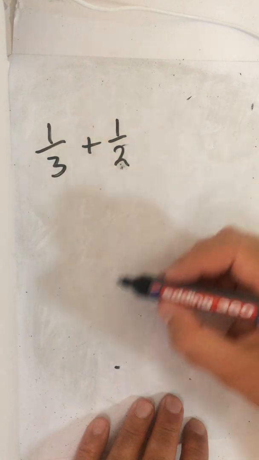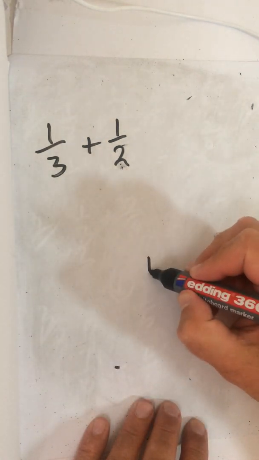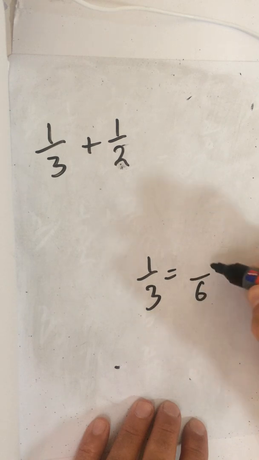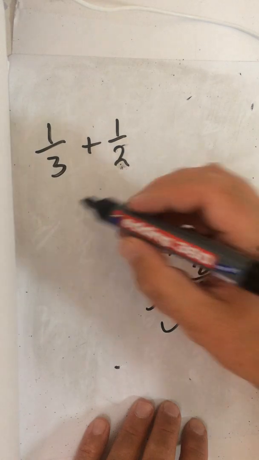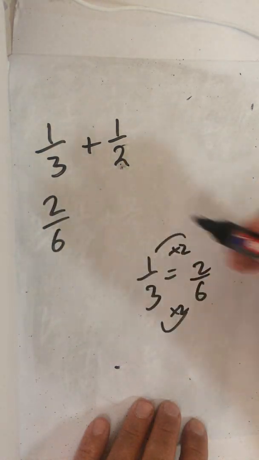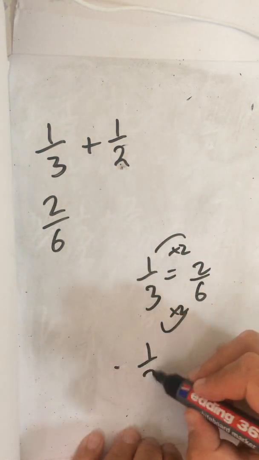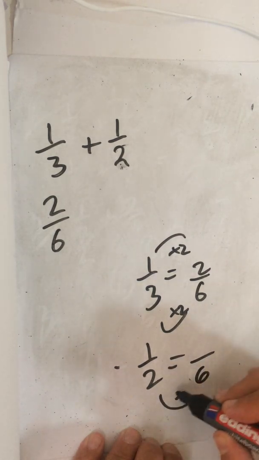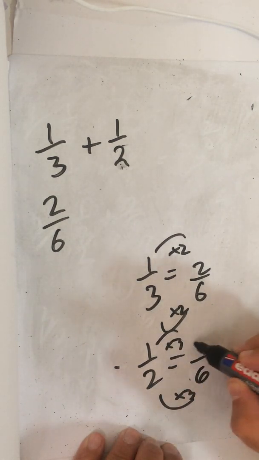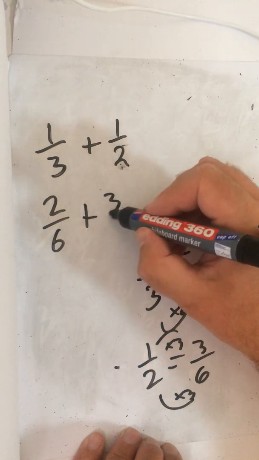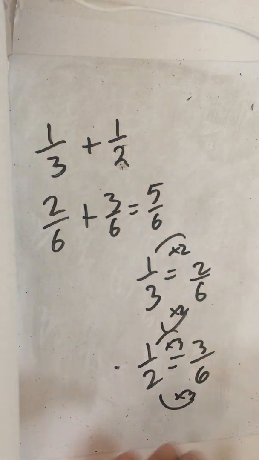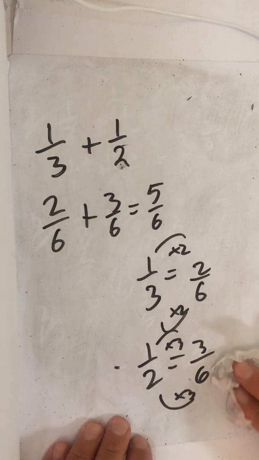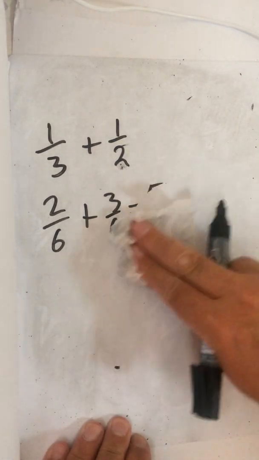So I'm going to just do this by the side: 1/3 equals how many 6ths? I'm timesing by 2, timesing by 2, so it becomes 2/6. And then 1/2 equals how many 6ths? I'm timesing by 3, timesing by 3, 3/6. 2/6 plus 3/6 equals 5/6. So all I'm doing is converting both of them.